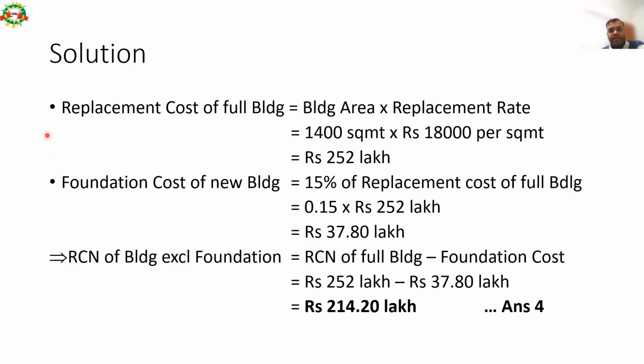So first, like in the last case study, we have to calculate the replacement cost of the full building, which is building area multiplied by replacement rate as given in the question. So 252 lakh rupees. Then like in the last case study, the foundation cost of the building is 15% of the replacement cost of the full building, as given in the question. So 15% of 252 lakh is equal to 37.80 lakh. If we deduct foundation cost from the full building, then we will get the replacement cost new of the building excluding foundation. It is equal to 252 lakhs minus 37.80, so 214.20 lakh is the value of the new building: replacement cost new of the full building excluding foundation cost.